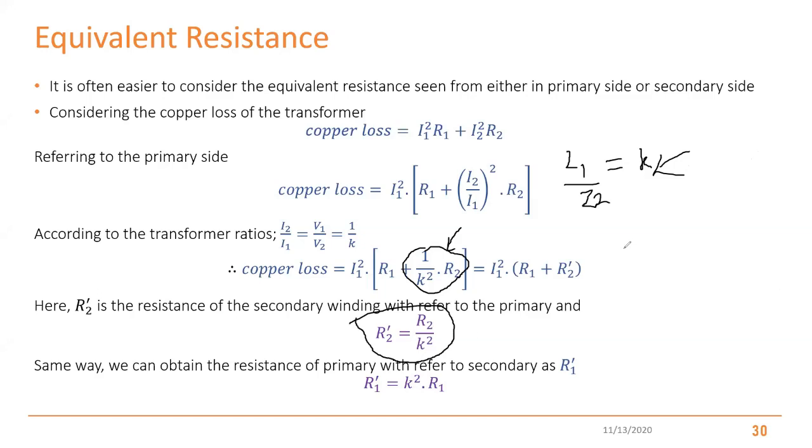In the same way, I can do it the other way as well. That means I can look at this circuit from the secondary. If I divide here by I2 squared, what I obtain is R2 plus K squared R1. Therefore the equivalent resistance when we see it from the secondary, if I denote it by R1 dash, I can write as K squared R1.